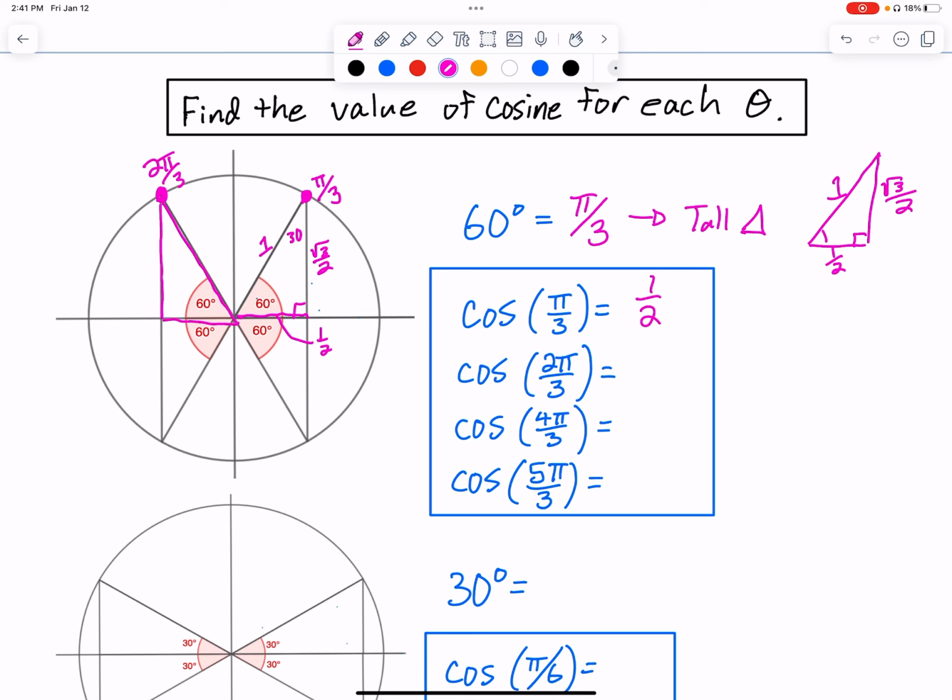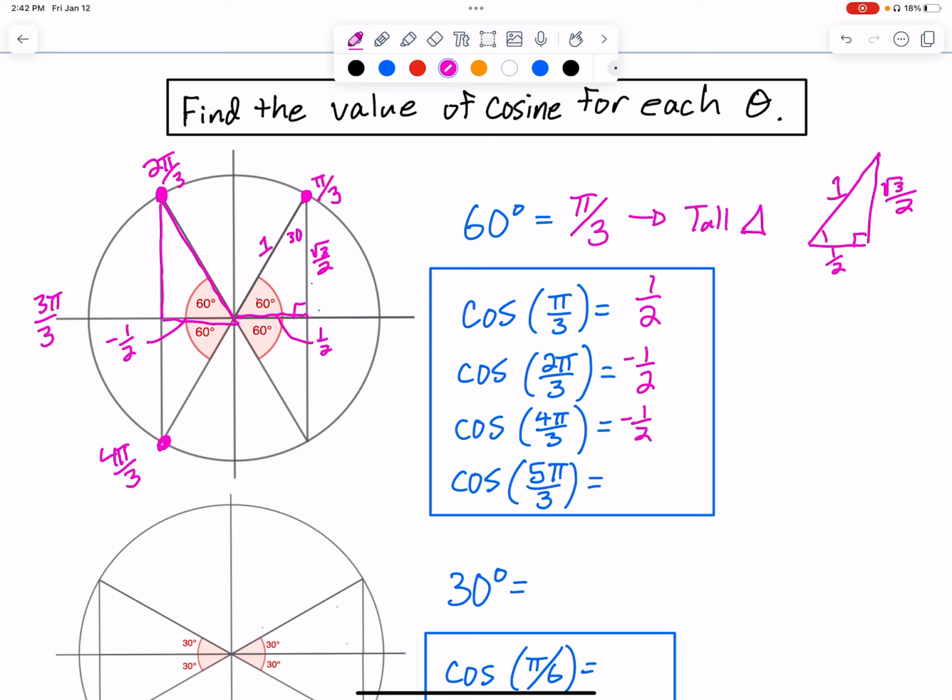And we want the x. Well, the x is right here. But since the x value is to the left, it's got to be negative. So cosine of 2 pi over 3 is negative 1/2 because cosine is x, and the x goes to the left. Okay, we have another angle out here. This is going to be 2 pi over 3. This is 3 pi over 3. So this angle is 4 pi over 3. And we can see that it's the exact same x as the one before.